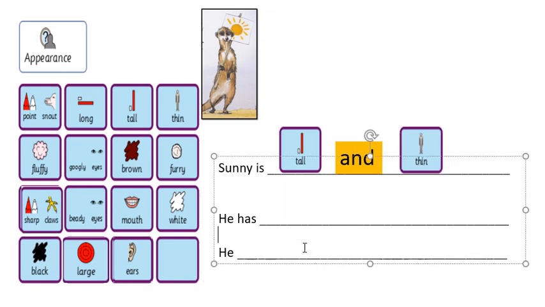Let's have a read of my sentence. So it says, Sunny is tall and thin. That's a good sentence. Let's have a think of another sentence that I could make.